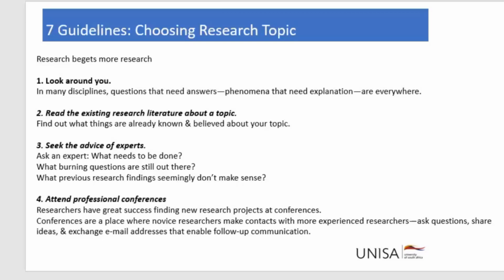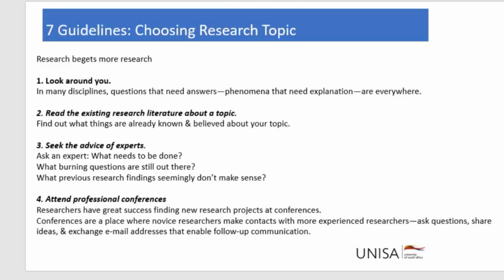Read the existing research literature about the topic. When you read a lot about the subject and you get confused, it is important to read the existing literature about the topic that you want to research to find out what things are already known. In other words, as you read, you will pick up things that are already known by people before you, those who have done research before and those who have written books about it. That just assists you in realizing that you are not alone in the chosen topic or the problem that you have an interest in.